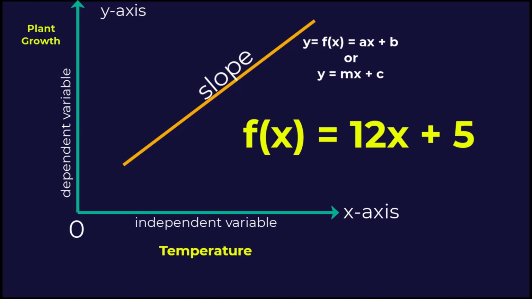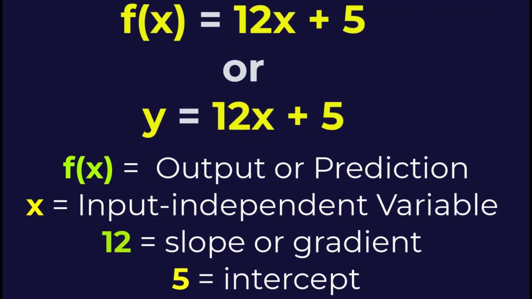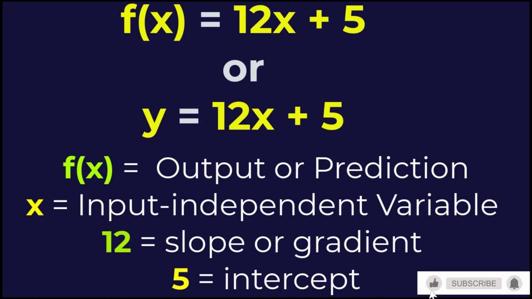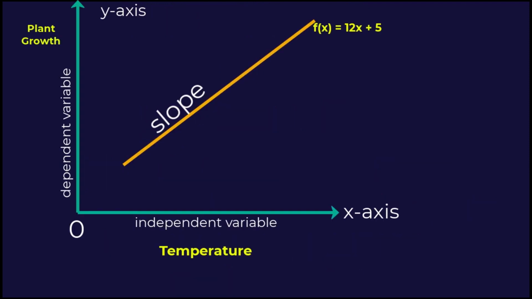So in this lecture, we are saying that f of x or y represents the output or the prediction for the plant growth, and x the input. X represents the input, which is the temperature or our independent variable, while 12 represents the gradient or the slope, which outlines the growth rate of the plant as the temperature increases. So as the temperature increases, the growth rate can also be depicted.